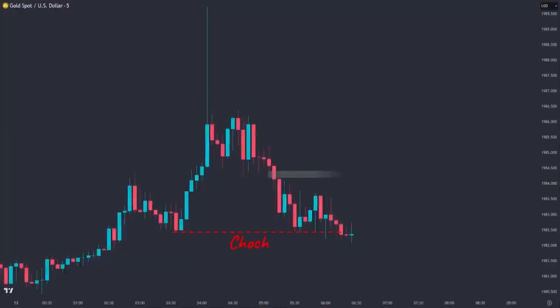Here, on the 5-minute chart, we have a change of character and a fair value gap area. So we will place a sell order at the beginning of the FVG zone and place our stop above it. Now let's see what will happen.